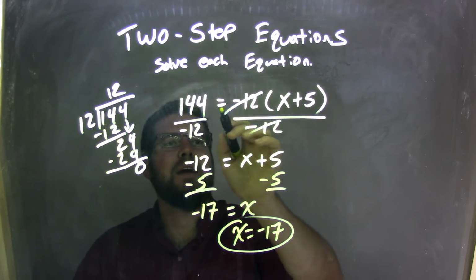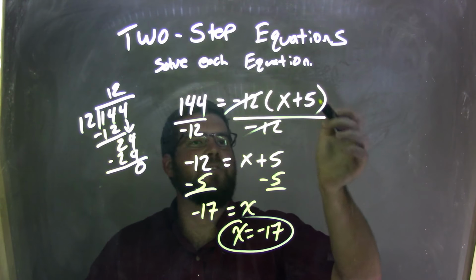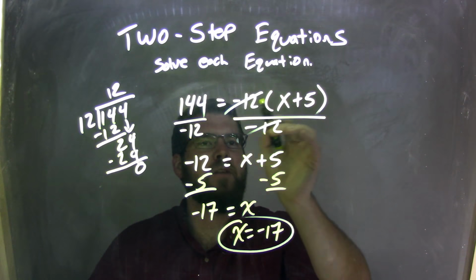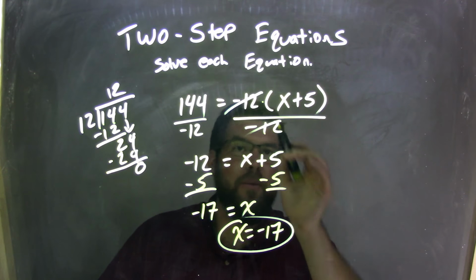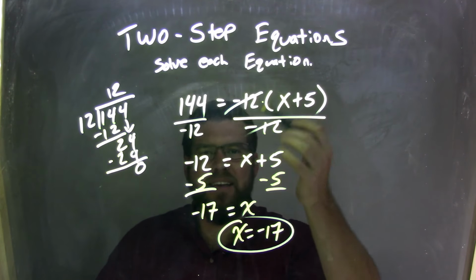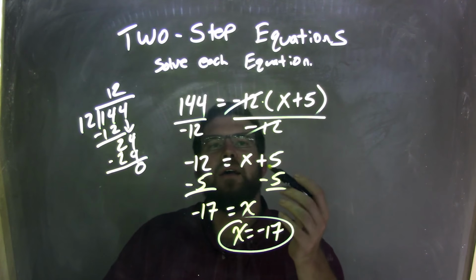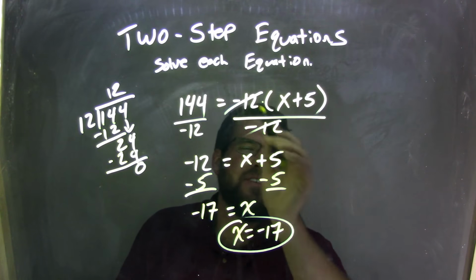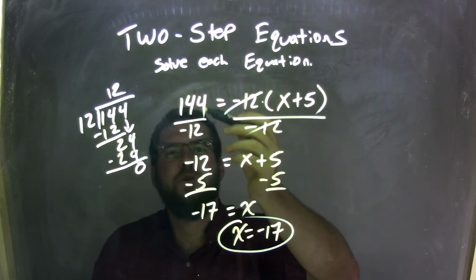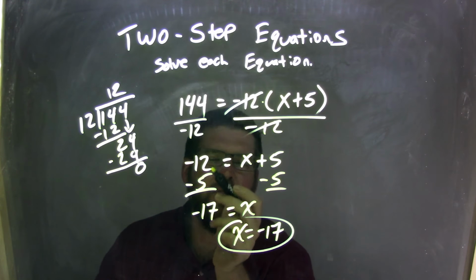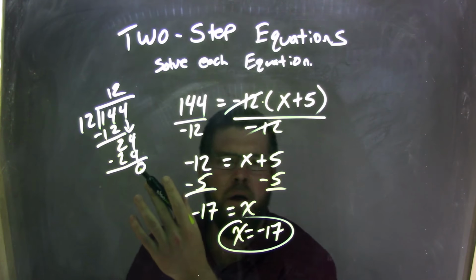We had 144 equals a negative 12 times x plus 5. Well, opposite of that multiplication that's going on right there between the negative 12 and the parentheses is division. That's the opposite operation. So divided by negative 12 on both sides, leaving me on the right with just the x plus 5 because the negative 12 is canceled. And then I had 144 divided by negative 12. Now if you know your multiplication tables, you know that's going to be a negative 12. If not, no worries, there's long division.